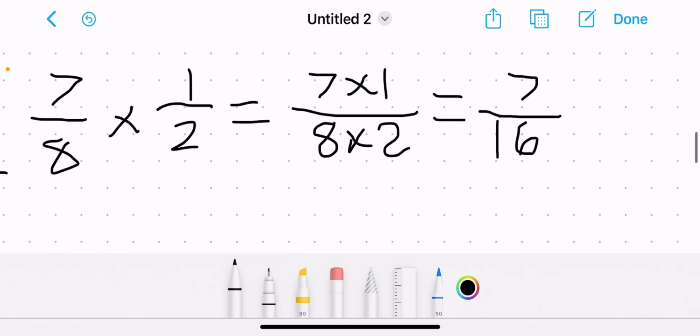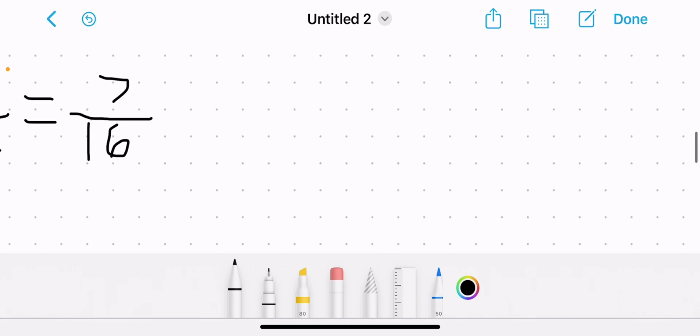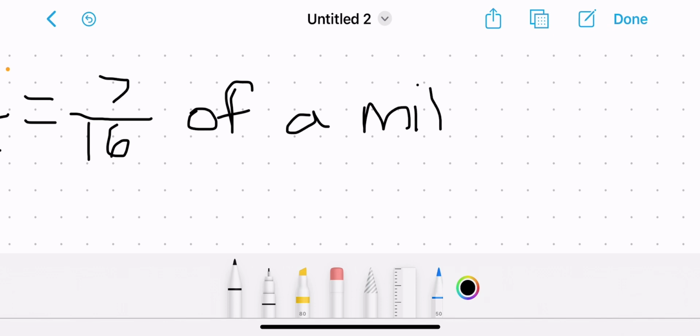Now, before I turn in my work, I would write 7/16 of a mile. Now that would be some A+ level work.